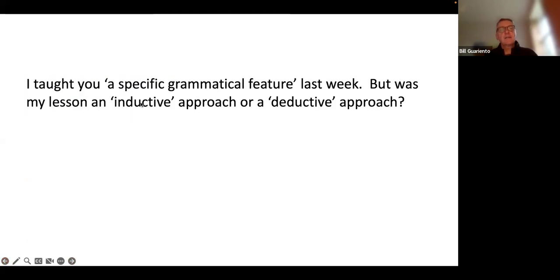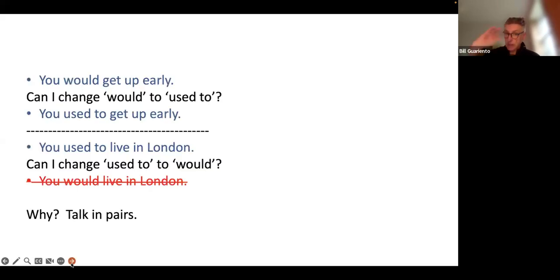Inductive is when you ask the students to work out the rule for themselves, and deductive is when the teacher is in the center giving the rule to the student. So what I did was I tried to do the first. I tried to let you work out the rules for yourself, and that would be an inductive approach. And I know, Takwa, the word deductive is confusing, but this is how I did it.